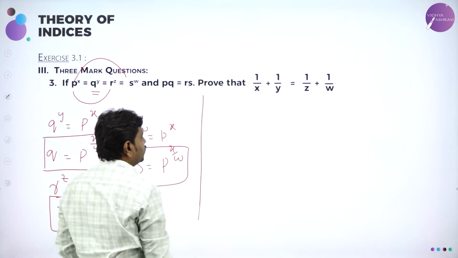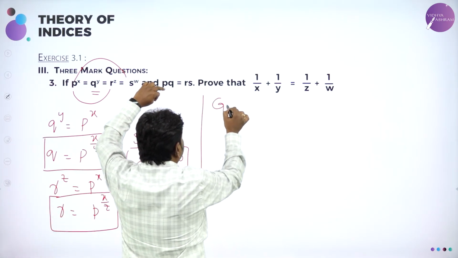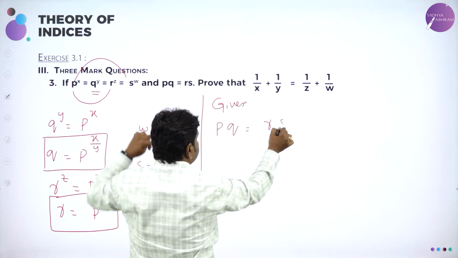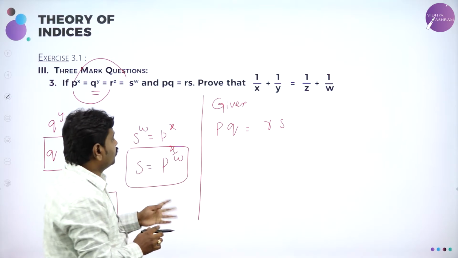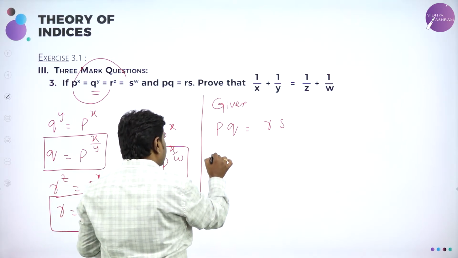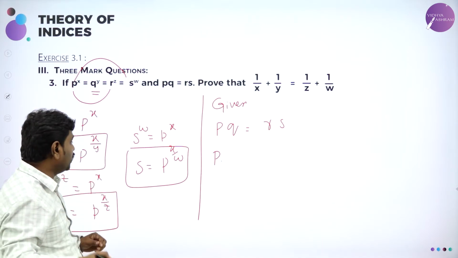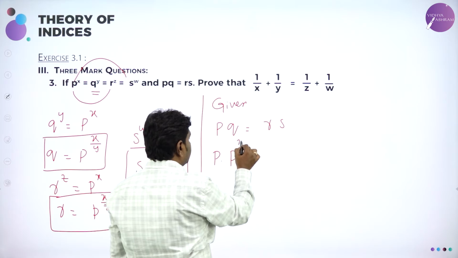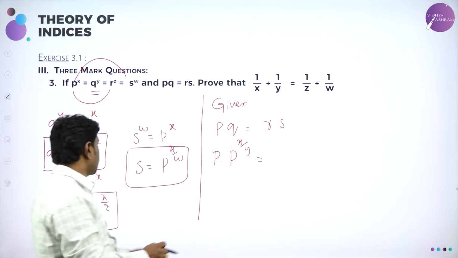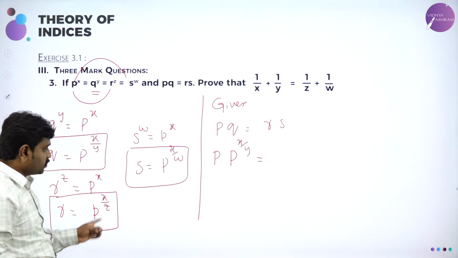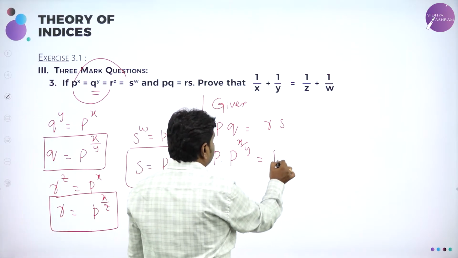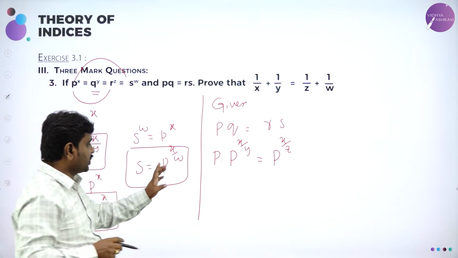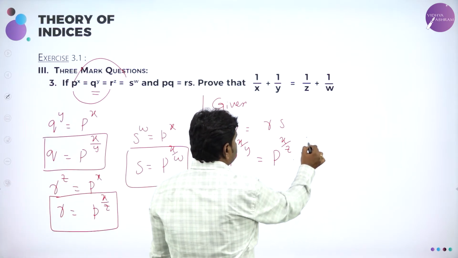Now take the given condition. What is the given condition? They have given p q is equal to r s. This is given. So now in the place of p, let it be p. In the place of q, put the value of q in terms of p. What is q? p power x by y. r, what is r in terms of p? p power x by z. s, what is s in terms of p? s is p power x by w.